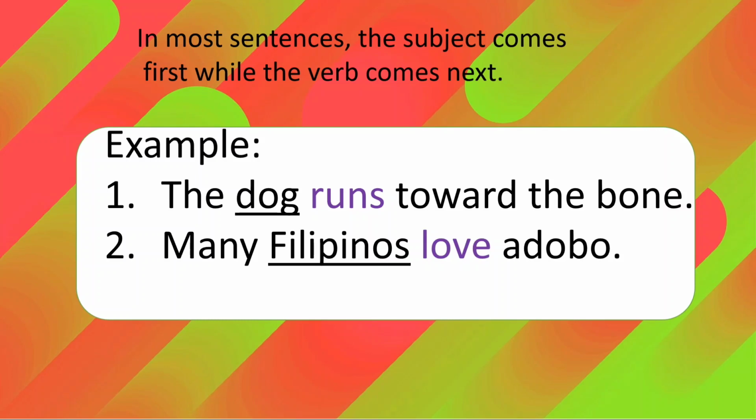Example, the dog runs toward the bone. Many Filipinos love adobo. In the first sentence, the dog is the singular subject and runs is the singular verb. In the second sentence, the plural subject, Filipinos, and the plural verb, love. Subject must agree with its verb.